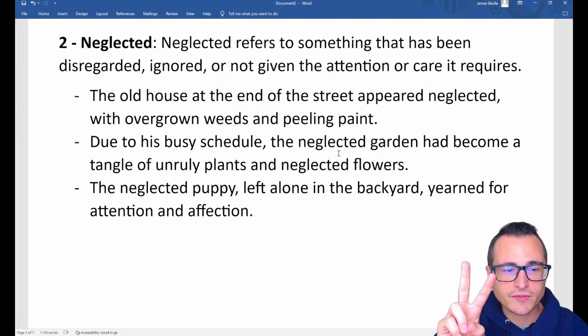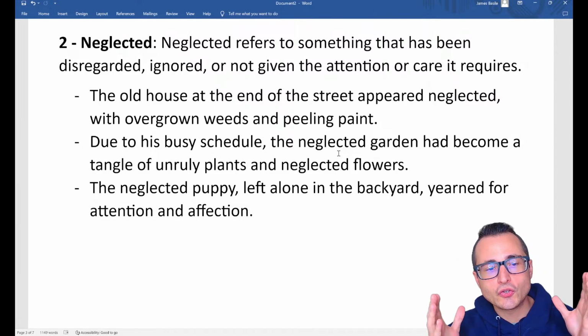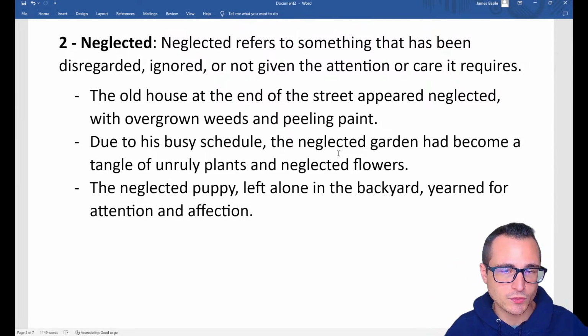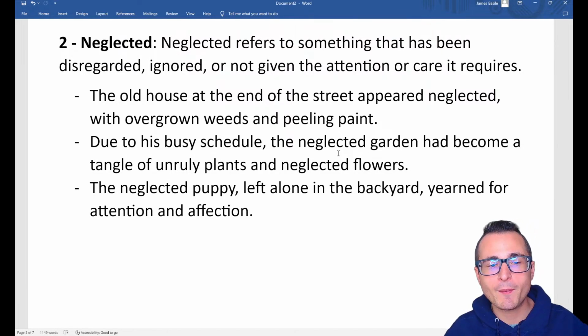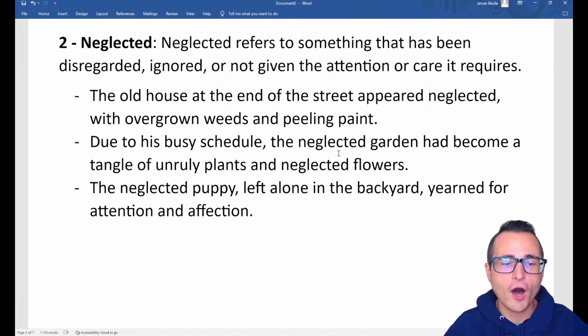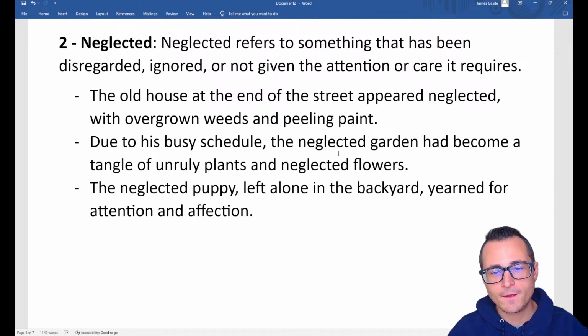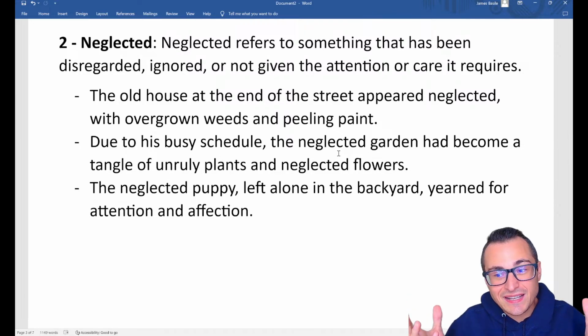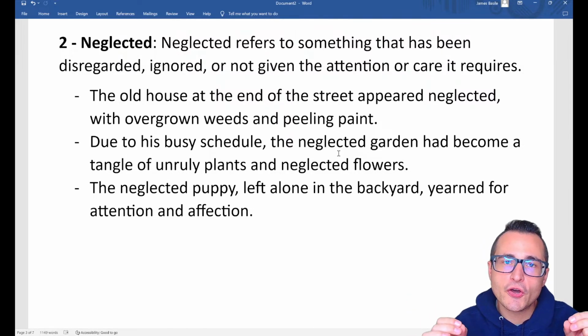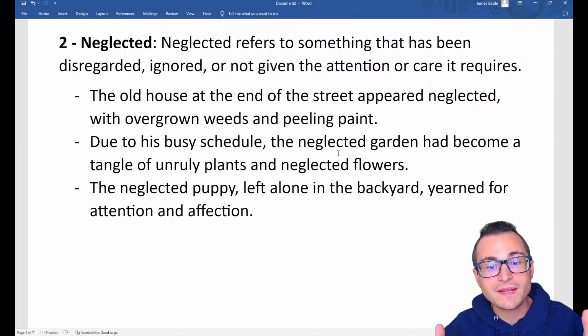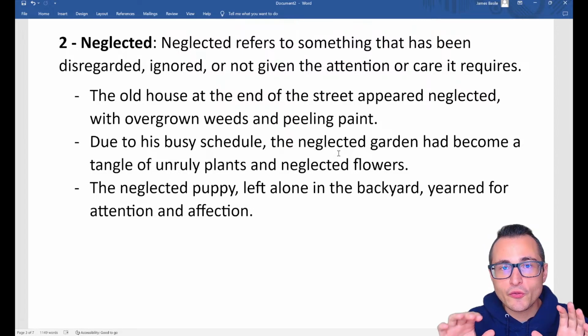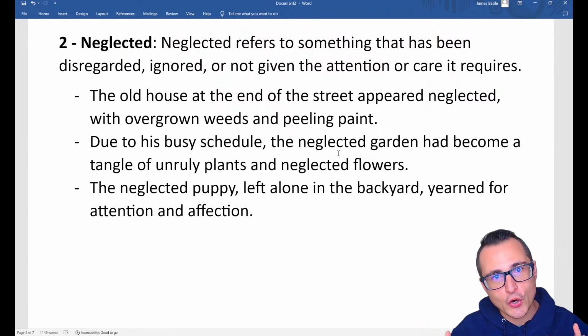Second sample sentence. Due to his busy schedule, the neglected garden had become a tangle of unruly plants and neglected flowers. So, what is being neglected in this sentence? The garden is neglected. The flowers are dying. The weeds, right? The unwanted plants are growing.